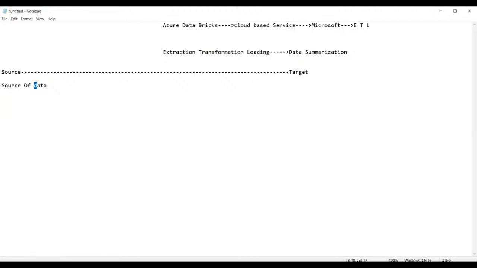So now, guys, tell me, the source of data. According to you, what are the sources available from where we get the data? Tell me now, what might be the sources from where you get the data?